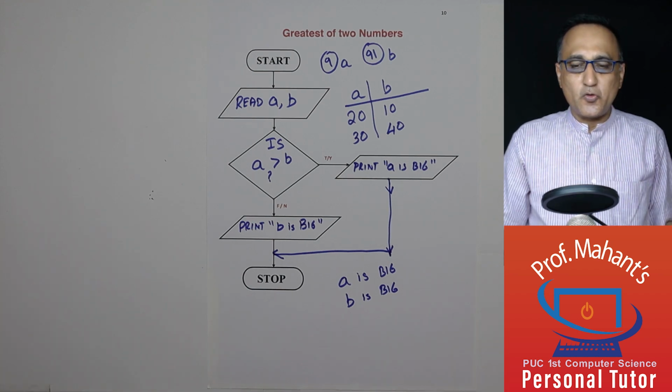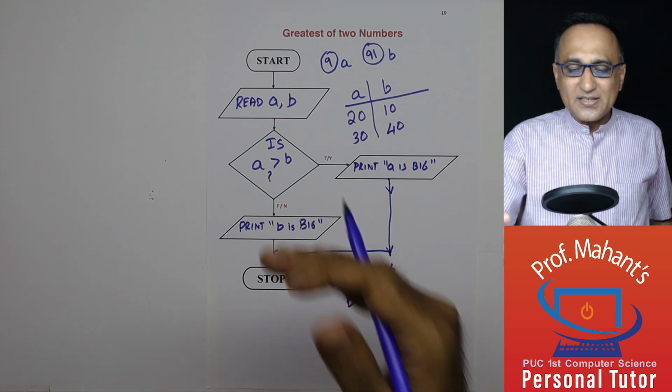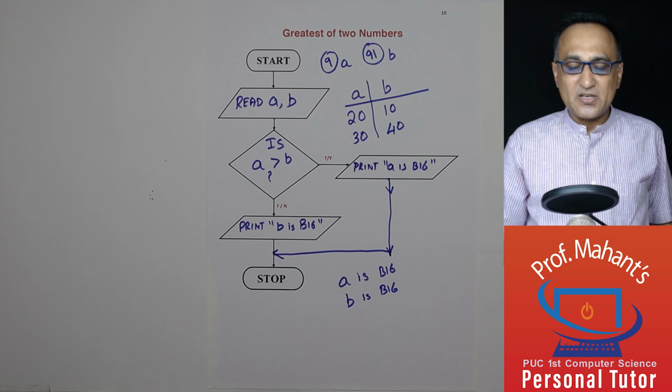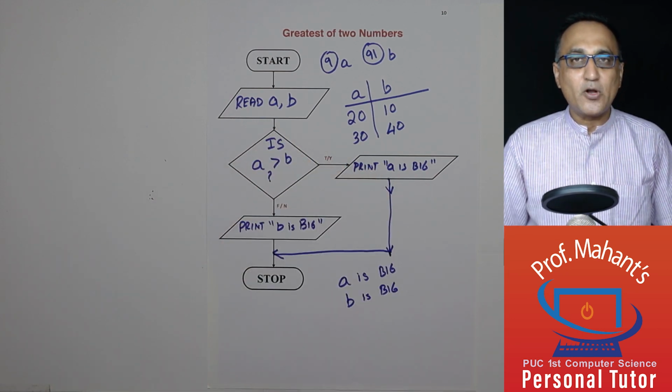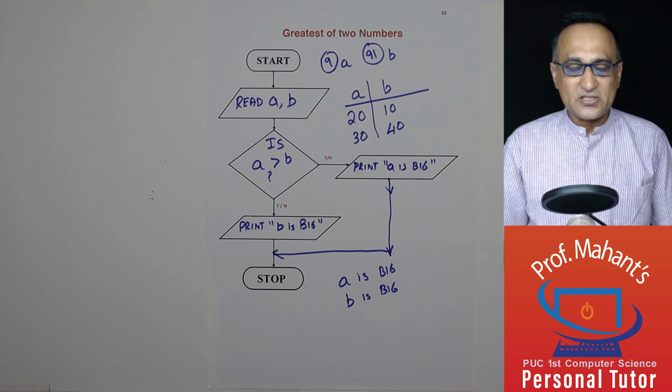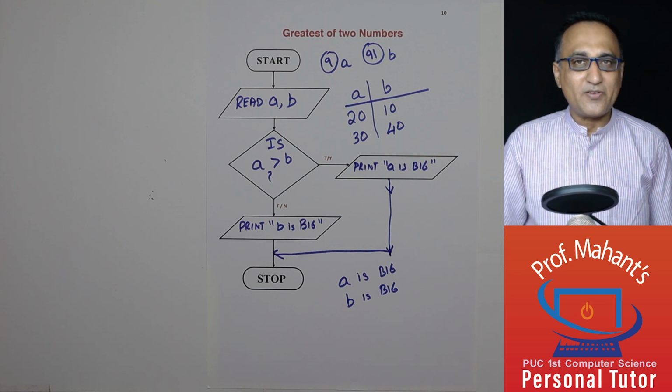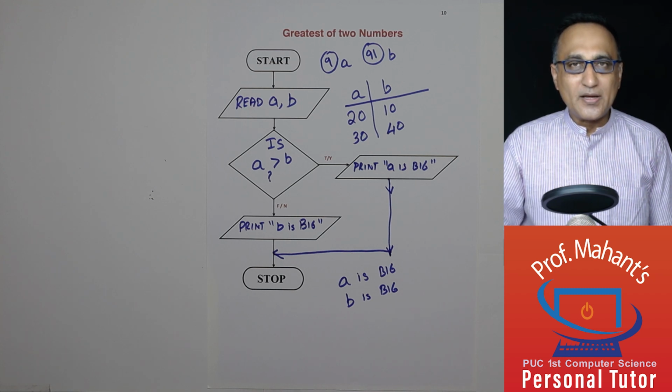So this should show you how you can go about using the decision box to take decisions. This is a very important step because a lot of problems in real life will be involving taking or making decisions. In fact, you'll never have a real life important problem which does not have decision making and looping or repetition.